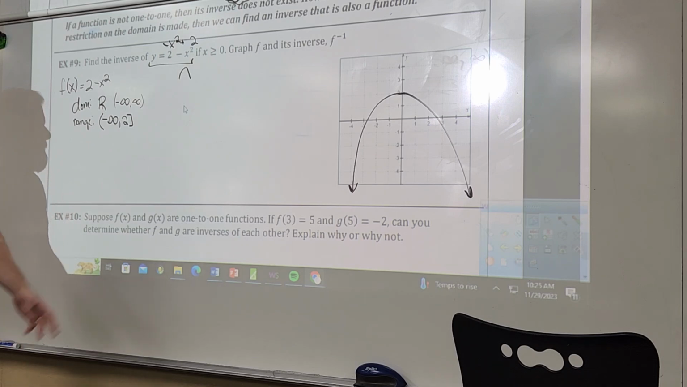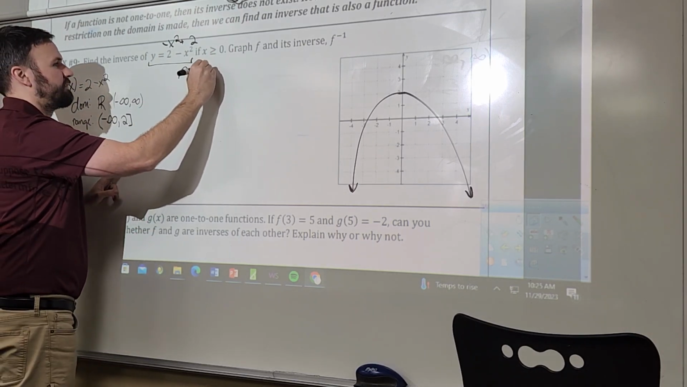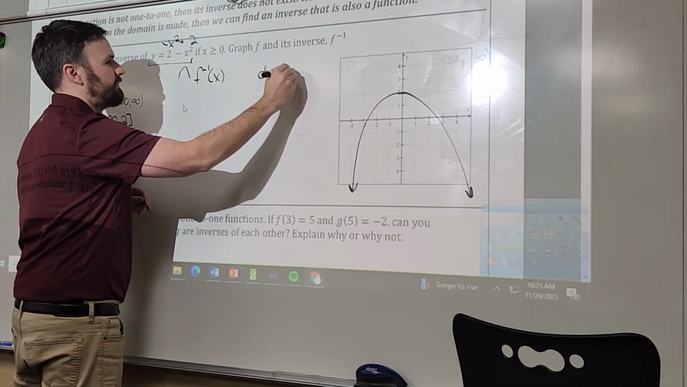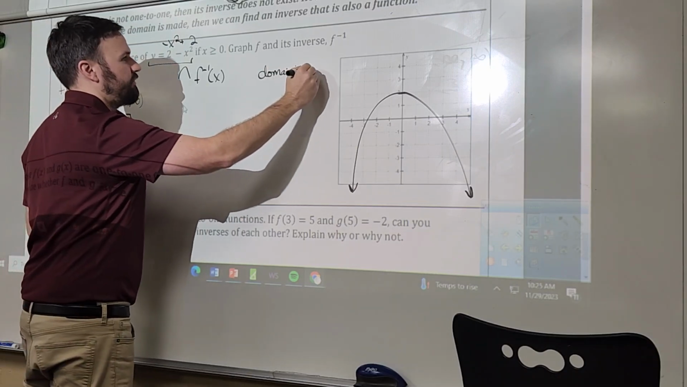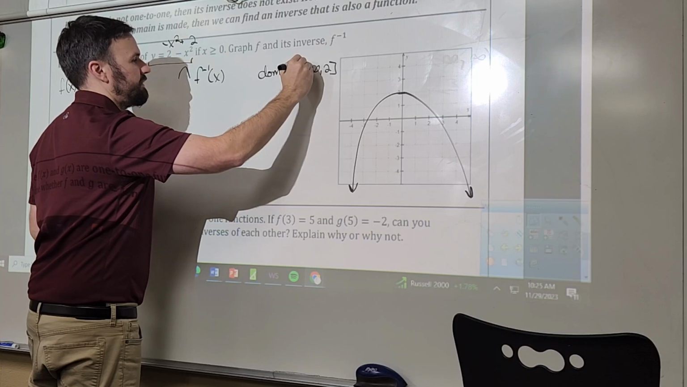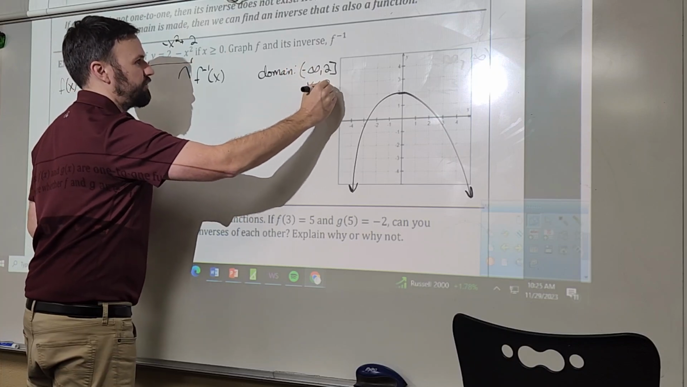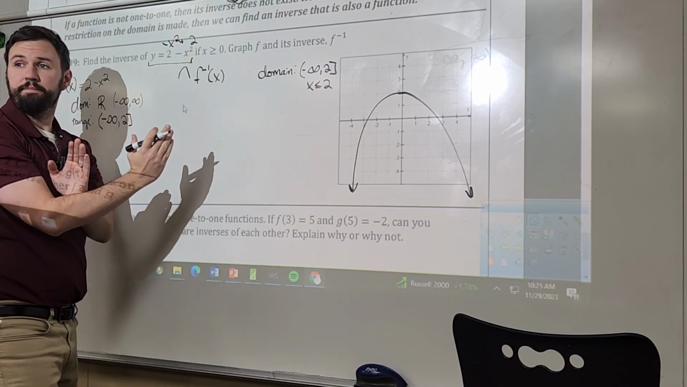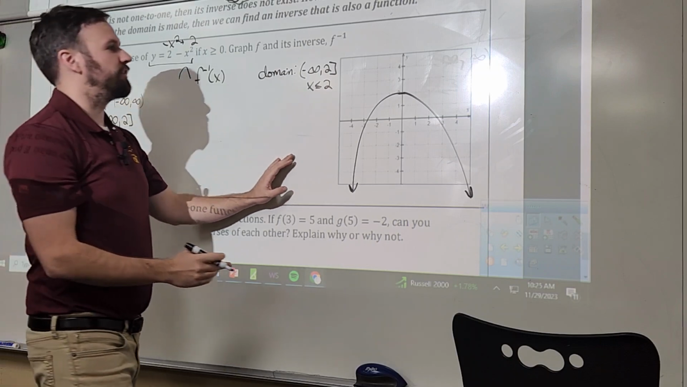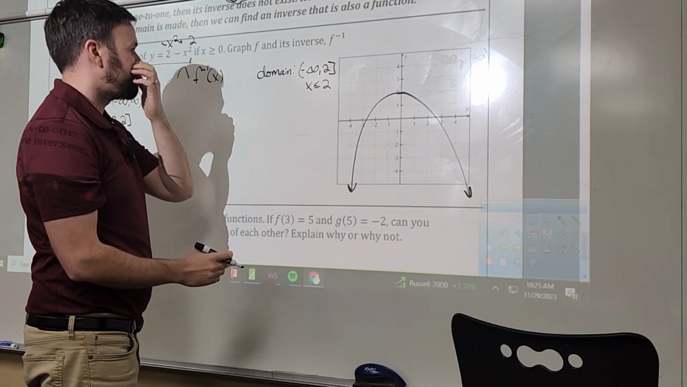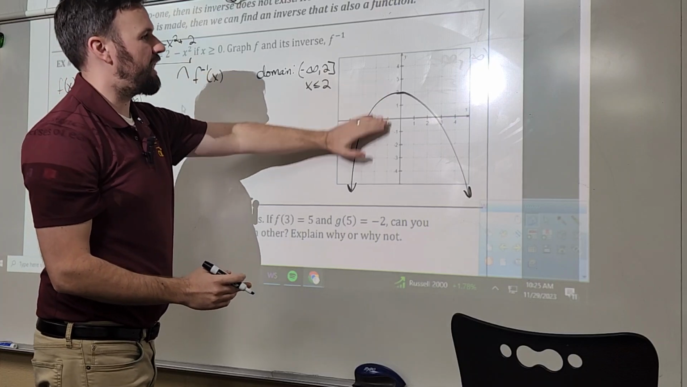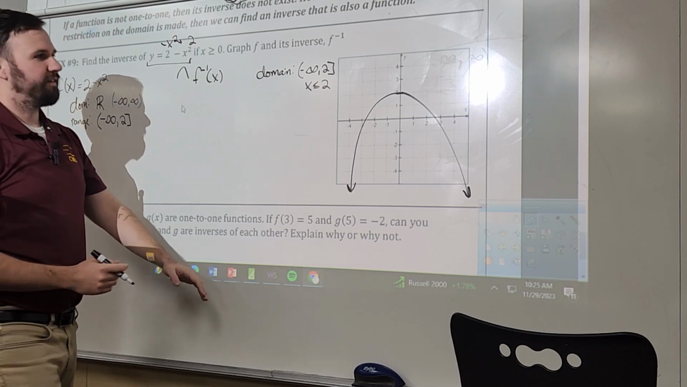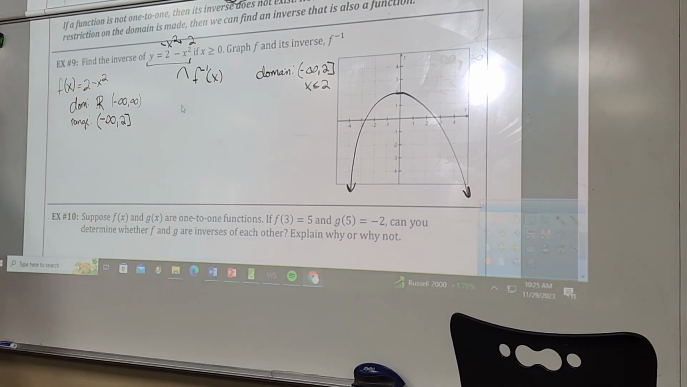Okay? So for my inverse, what's going to be my domain? Negative infinity to 2, right? So I have to think about it as x is less than or equal to 2. So I'm only going to graph the left side of it. Okay? So with my original function, do I need to cut that off? Let's graph the... I'll show you.